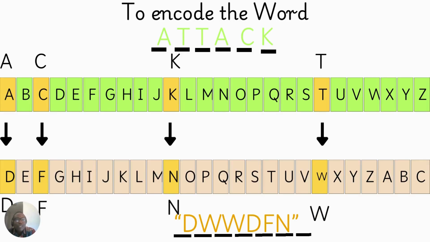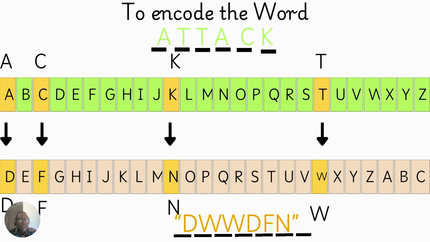Now, let us say you want to encode a word such as attack. All you have to do is to take the first letter, which is letter A, of the initial alphabet, and then just draw an arrow down and take the letter you have here and write it at the bottom. So A becomes D, right?